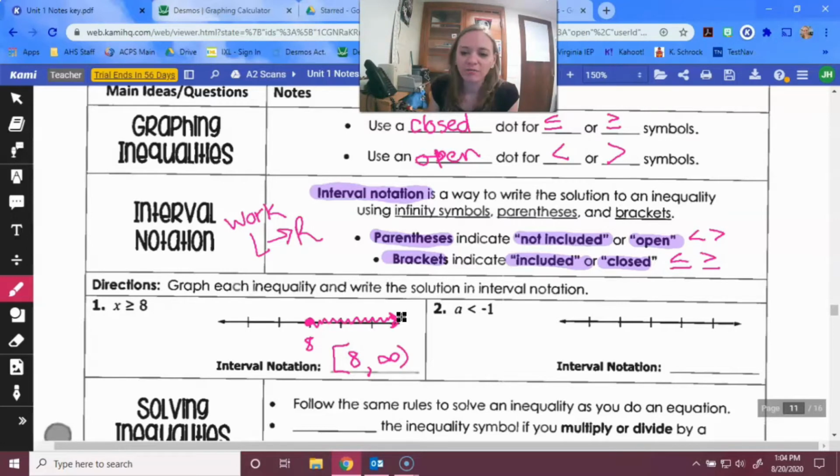And oh, by the way, infinities always get parentheses. We should probably note that somewhere. Did they say that anywhere? No. Let's note that. Infinity or negative infinity always gets the parentheses.